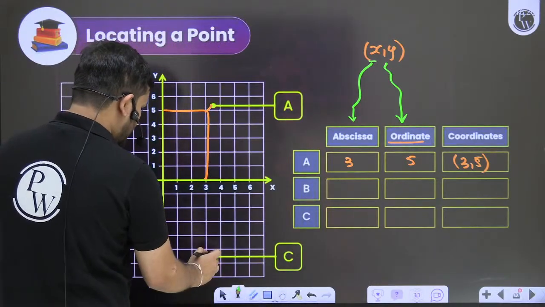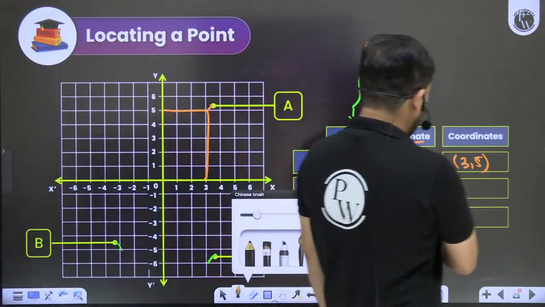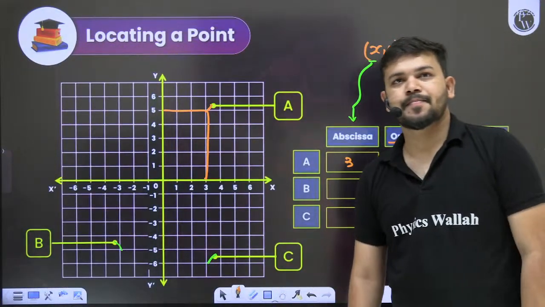Right? Now tell me about that C and B. What will be your abscissa and what will be the ordinate?